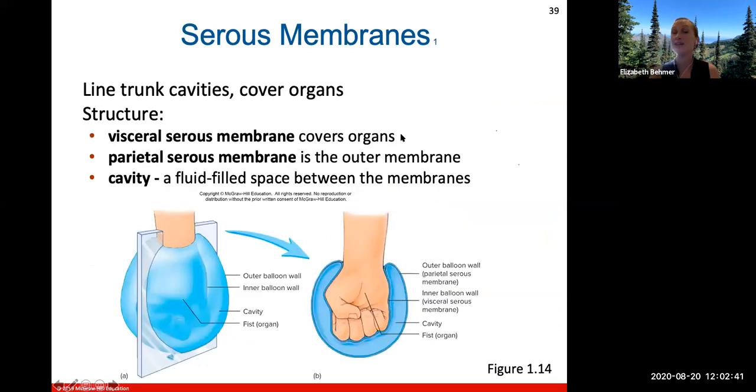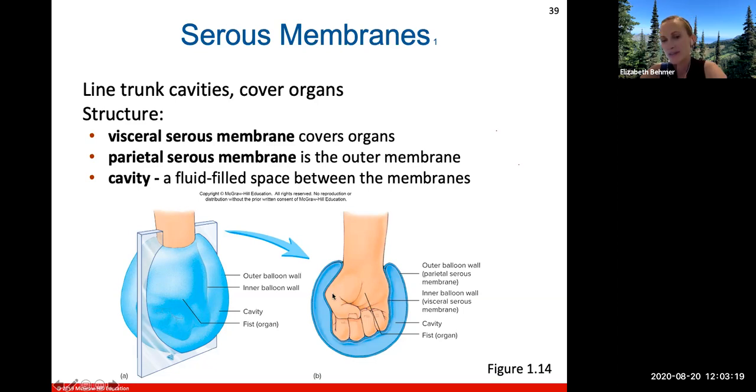There's what we call serous membranes that line these cavities and cover the organs. And we're going to talk about serous membranes and think about them as if you were to put your fist through a balloon. And if your fist is an organ, the serous cavity is made up of two different membranes, which are just linings or coverings, and then the cavity between those membranes. So if your fist is the organ and you've pushed it through a balloon, the inner balloon wall is what we call the visceral serous membrane, and that's the part that will cover the organ.